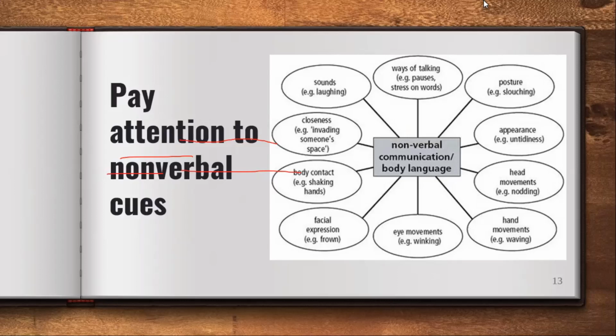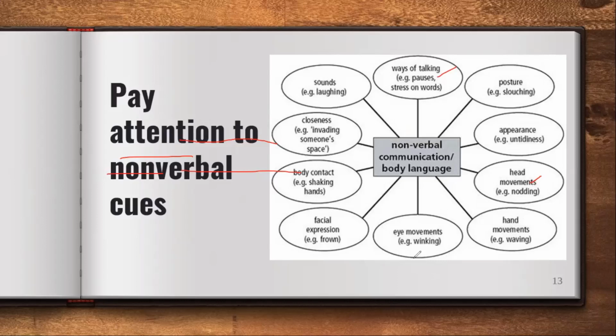And also body language or non-verbal signals are good indicators if someone is interested in listening to you, if someone is lying, if someone is telling the truth, if someone is not confident or not comfortable in speaking. Examples: ways of talking, like pauses, stress on words, posture, appearance, head movements. Sometimes whenever we are listening to someone, 'di ba tumatango-tango tayo? Parang it's a signal that we are listening, we are understanding, right?